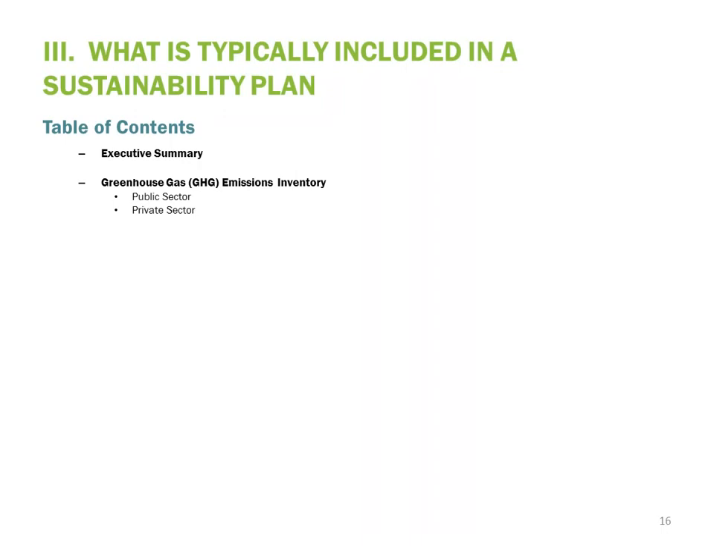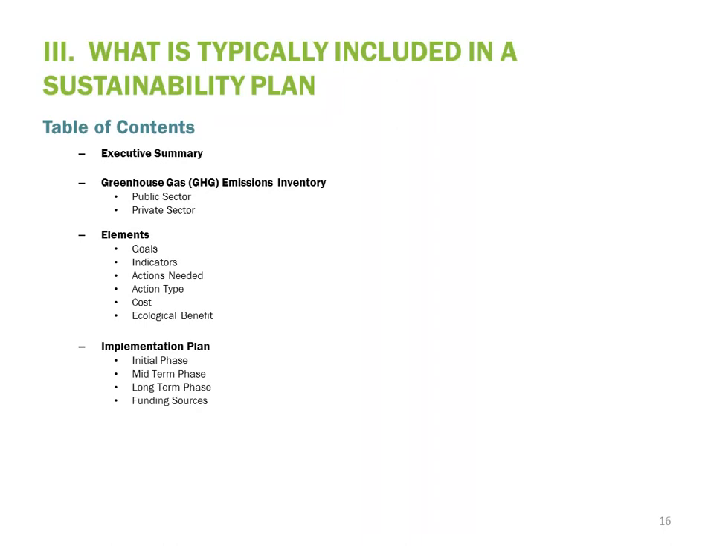Second section is the greenhouse gas emissions inventory, and it's very important to include background data with where your community is when you start preparing your sustainability plan. And the third section is elements, and these are the topics that will be included into your sustainability plan. And under each element, you'll find goals, indicators, actions needed, action type, cost, and the ecological benefit for that strategy. The next section is the implementation plan, and this will define the phasing of implementing your goals for your elements, as well as identifying funding sources that I mentioned earlier.